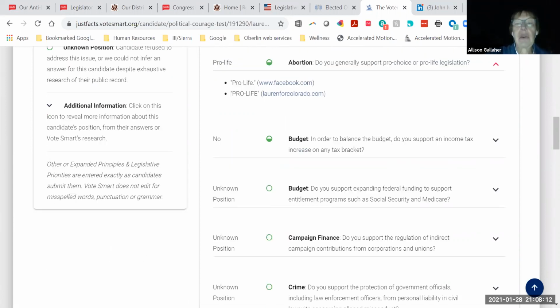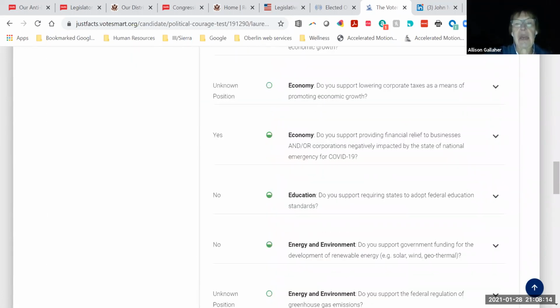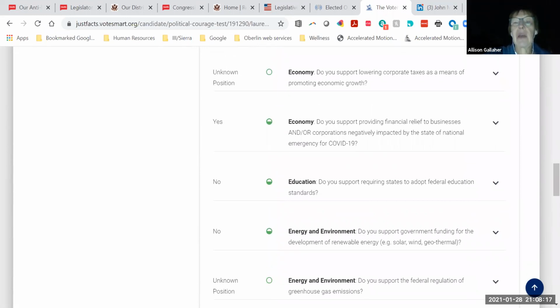And the one I want to show you on this list is under the economy. It asks, do you support providing financial relief to businesses and or corporations for COVID-19? And she has an inferred position of yes. So that's very interesting in our results work around a COVID relief package.